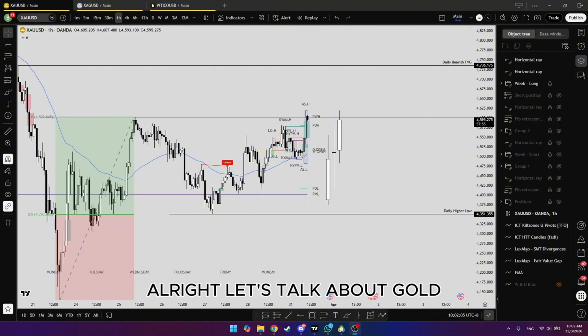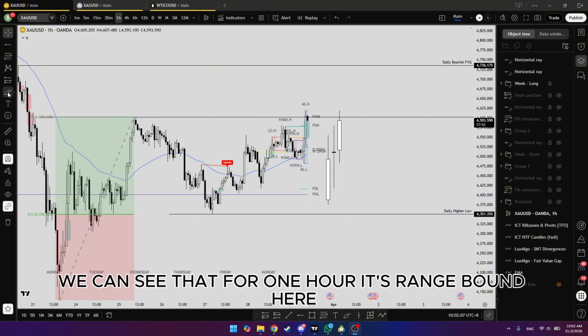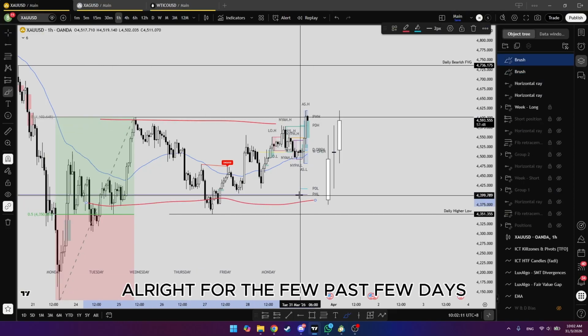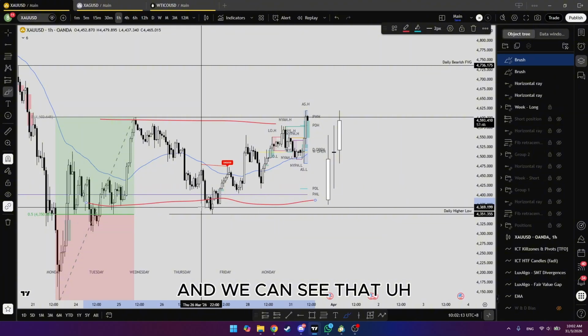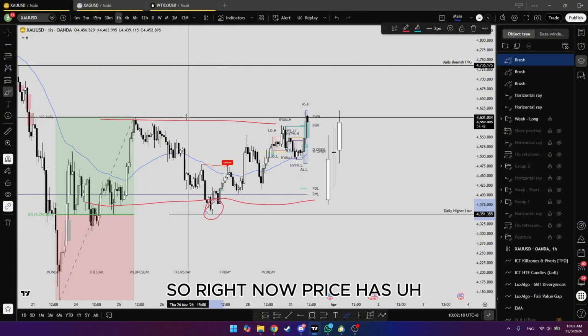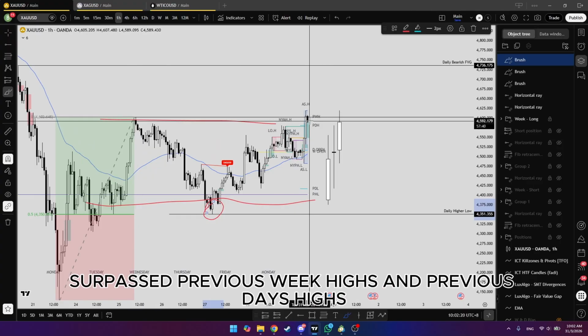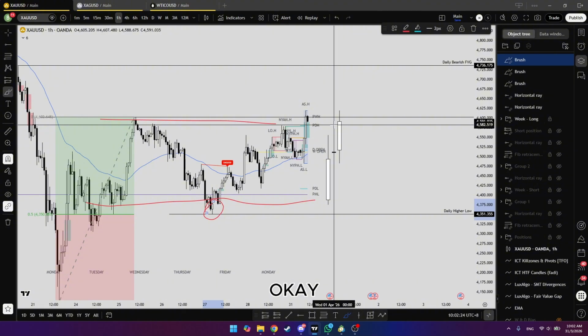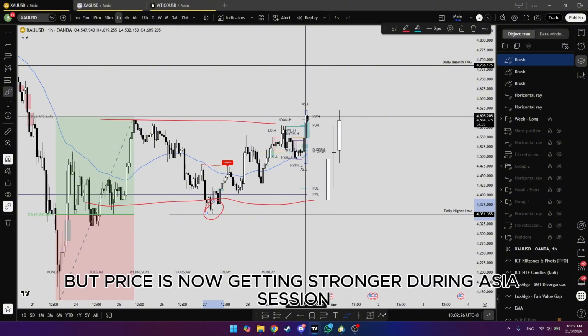Alright, let's talk about gold. So for gold, we can see that for 1 hour it's range bound here for the past few days. And we can see that price has formed a daily high and low right here. So right now, price has surpassed previous week highs and previous day's highs. Although my daily bias for yesterday is bearish, price is now getting stronger during Asia session.